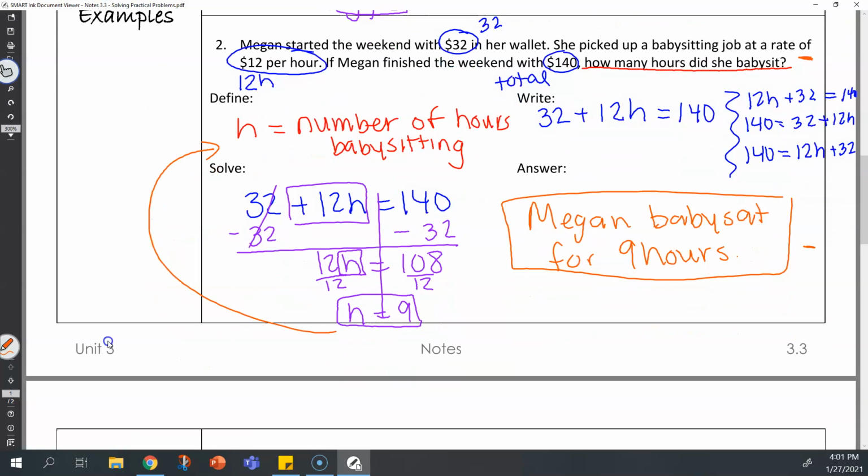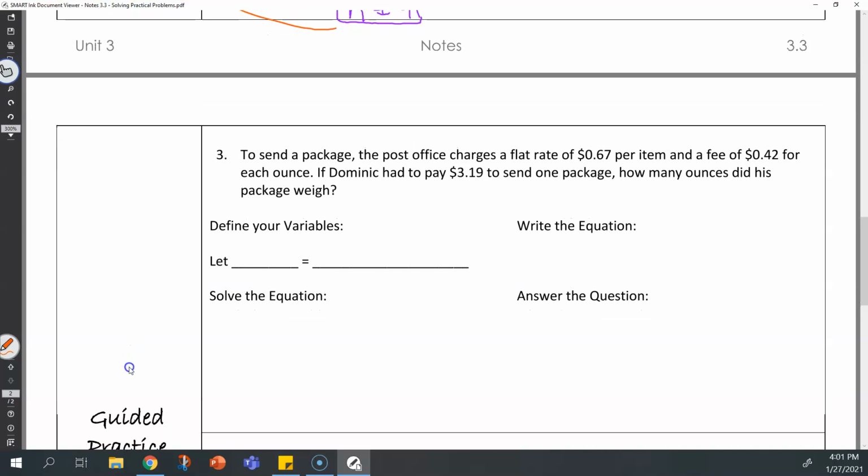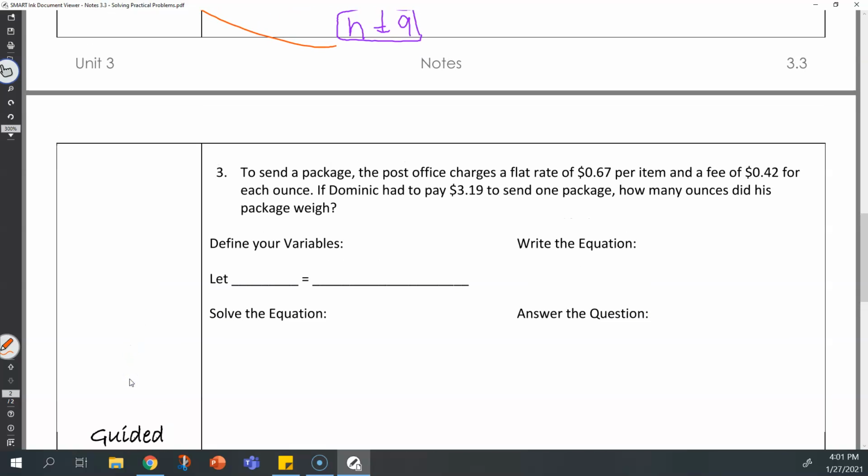Okay. Now that we've seen a few examples, let's try some on our own. So I'm going to help you define the variables and write the equation, and then I'm going to let you solve that equation and therefore answer the question. So let's take a look. To send a package, the post office charges a flat rate of 67 cents per item and a fee of 42 cents for each ounce.